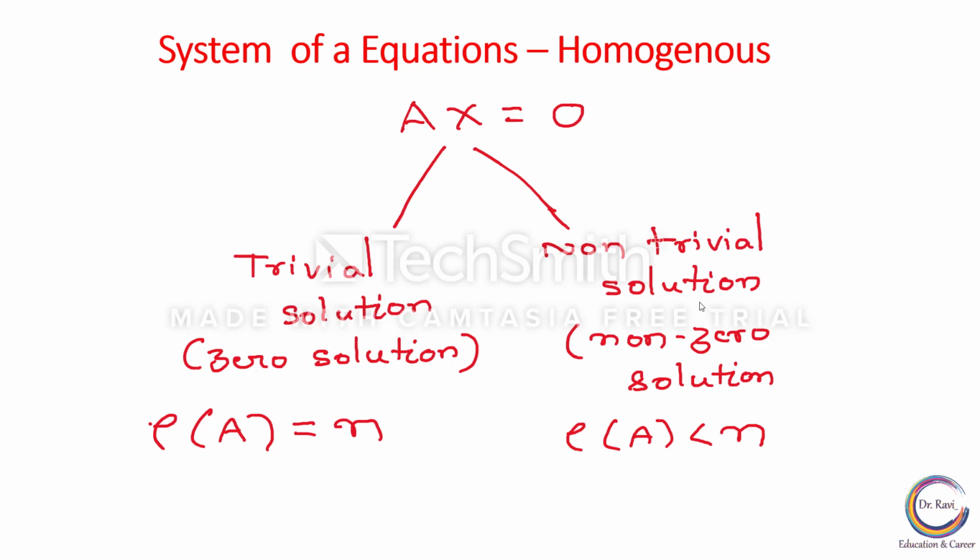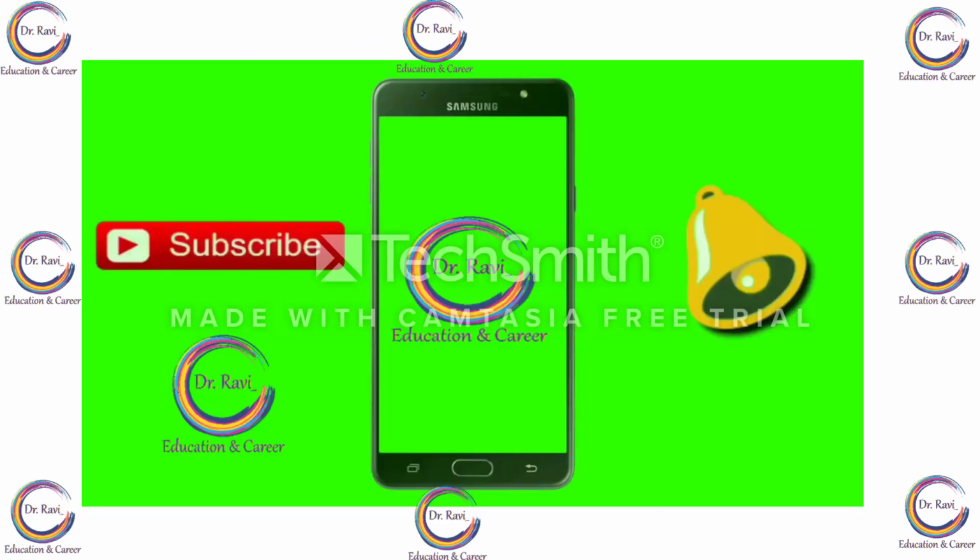So now what is the condition here? If rank of A equal to n, then the system will have only the trivial solution. That means it won't have a non-trivial solution. If rank of A is less than n, then the system will have a non-trivial solution also, that is, a non-zero solution also. So based on the rank of A, if rank of A equal to n, only the zero solution. If rank of A is less than n, then the system will have a non-zero solution also. So like this, we discussed the solution of a system of equations with respect to homogeneous and non-homogeneous systems. Okay. Thank you.